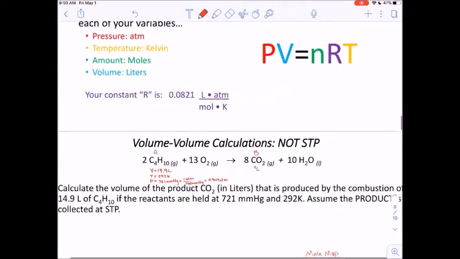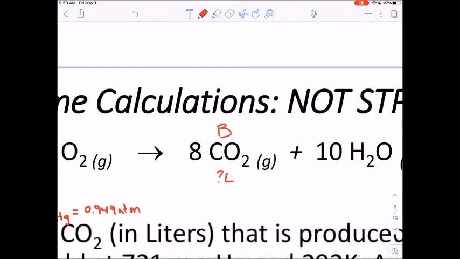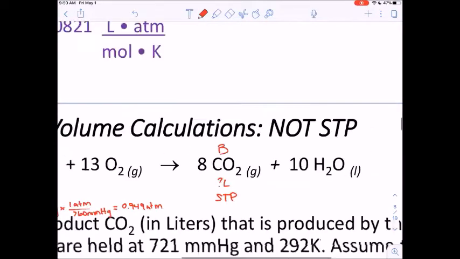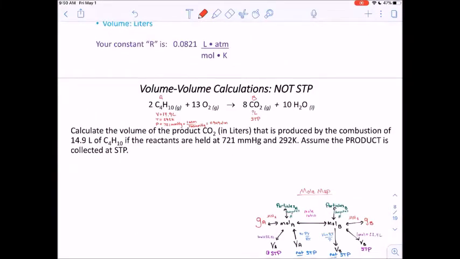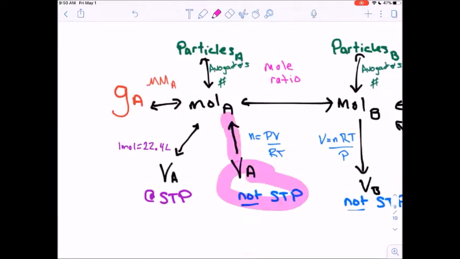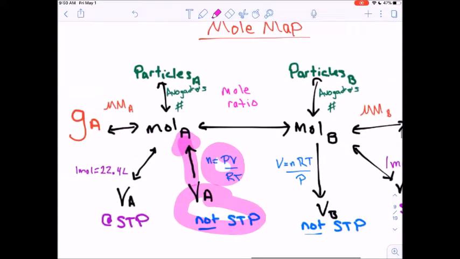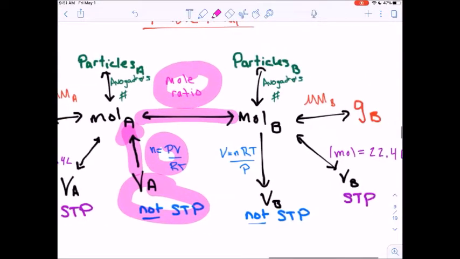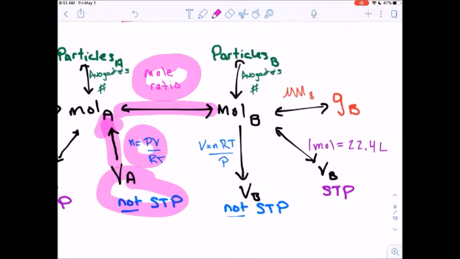It tells us that the products are collected at STP, so I'm going to make a note of STP on this side for myself. So now I'm going to try to solve this problem. I'm going to look and see where I'm starting and where I'm ending on my mole map. So my A is not at STP and it is a volume. So I'm going to be over here at a volume that is not at STP. That means my conversion factor to get me to moles is going to be n equals PV over RT. Once I'm in moles of A, I'm going to go to my mole ratio for my next conversion factor to get to moles of B. And then my last one said it is at STP, so to get from moles of B to my volume, I'm going to use that 22.4 liters per mole, and that would be my volume.